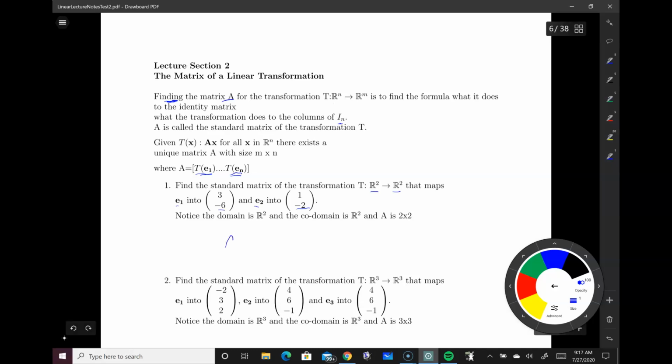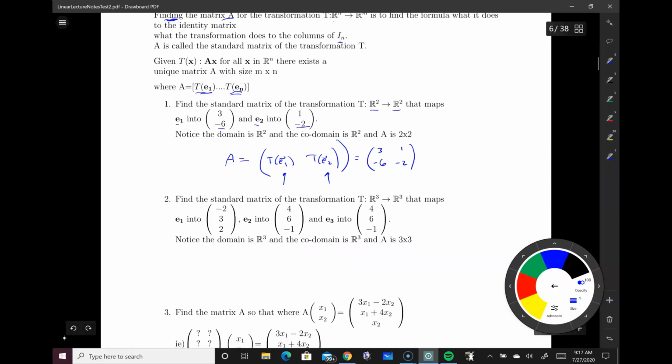So that means that my A matrix will be, let's just write out what it's going to be, what the transformation does to E1 and what the transformation does to E2 as a second column. No commas in between here, right? Because these are two different columns of the matrix. And our columns of the matrix are these two columns that are given.